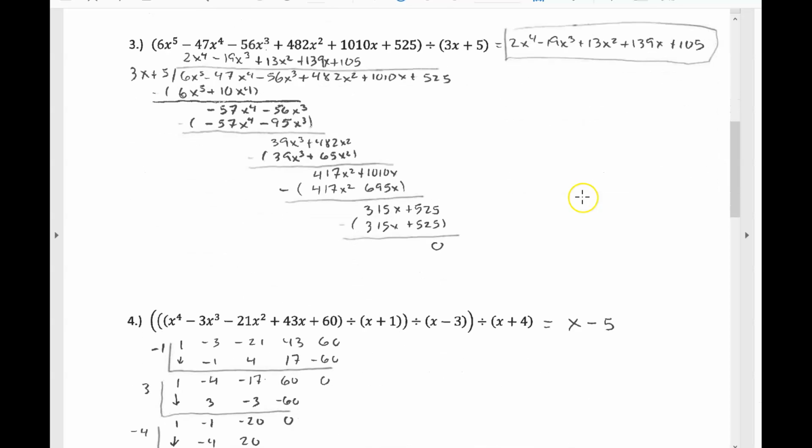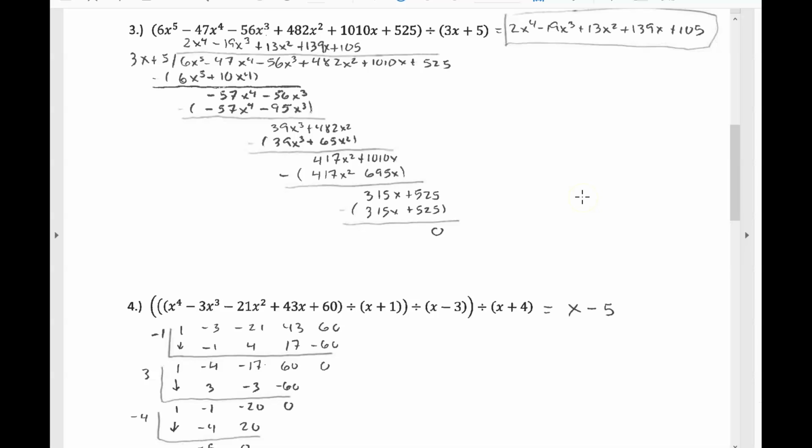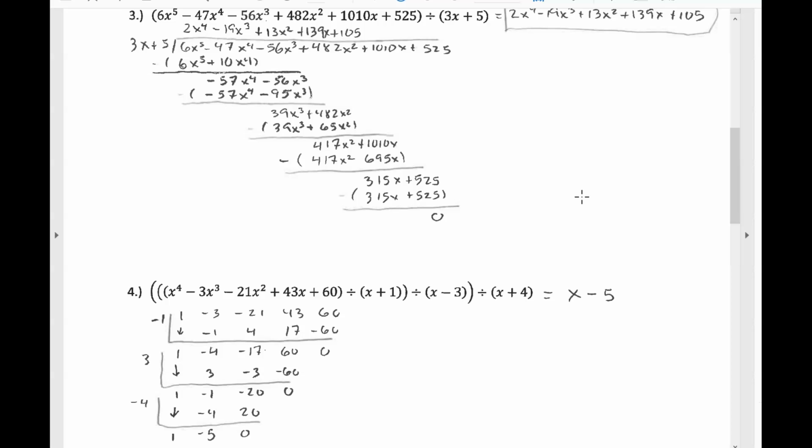And then the last problem on the first page is just x minus 5. So if you notice there, the way I set that last problem up is I just did 3 successive synthetic divisions, where I just used the answer from the previous synthetic division as the input for the next one. It was pretty quick for a problem that looked kind of complicated there, right?